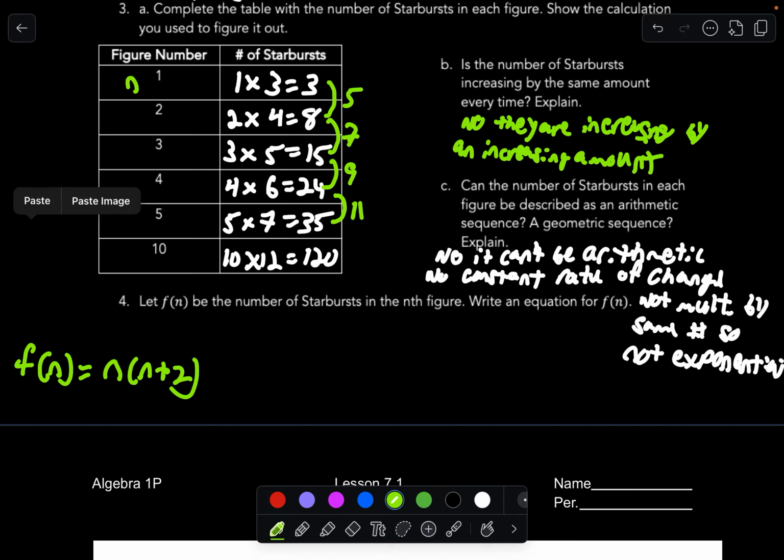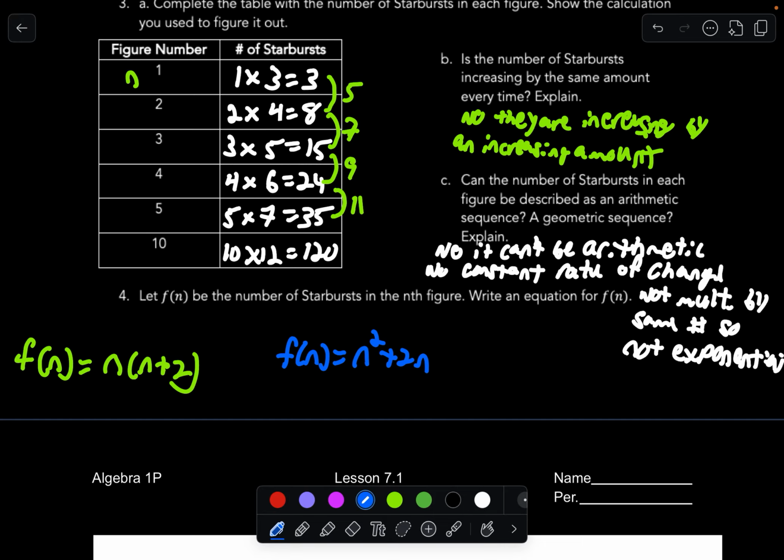All right, so this will give us any of the figures. If you want the 100th figure, it would be 100 times 102, which would be a pretty good sized number. We could distribute the n and come up with a different equation. That's pretty straightforward. f of n would equal n times n, which is n squared, plus 2n. That's another way of writing the same equation.